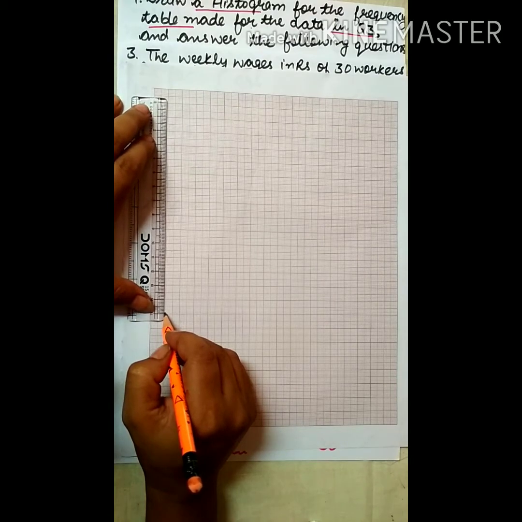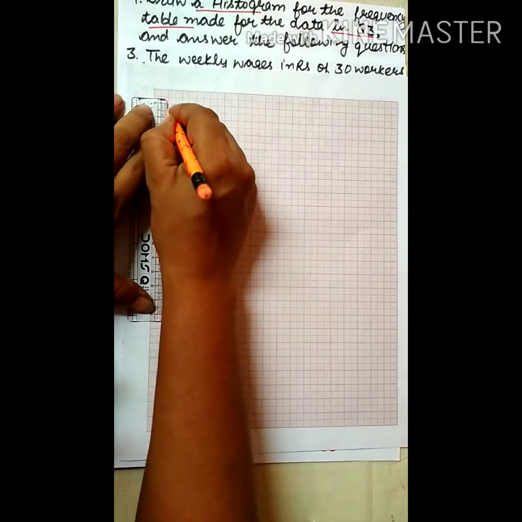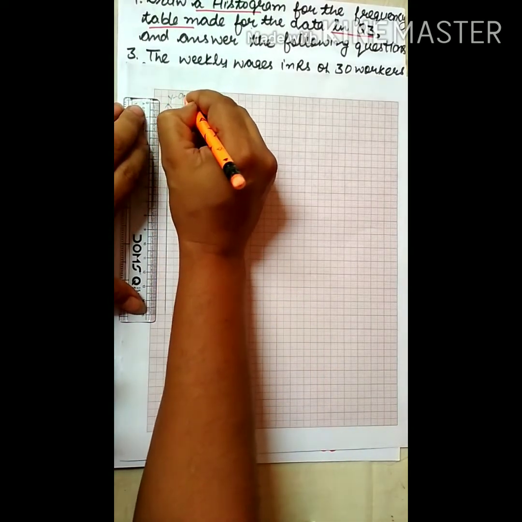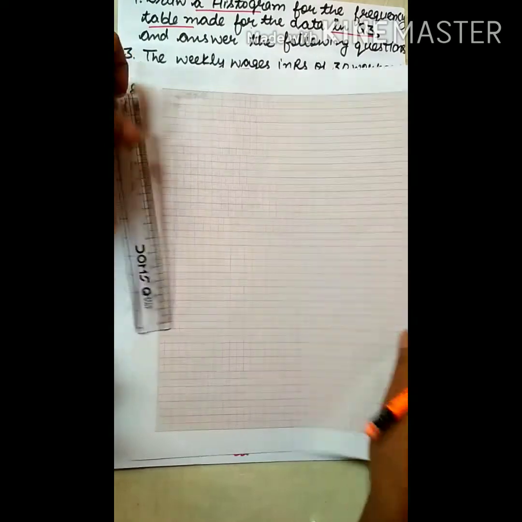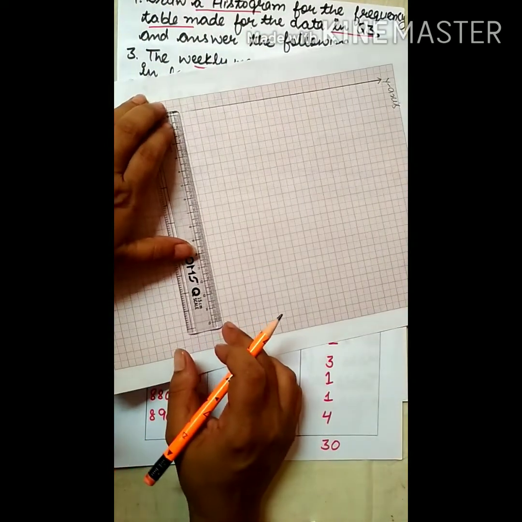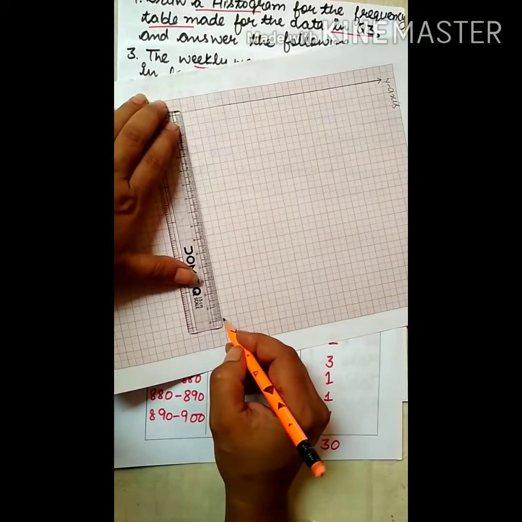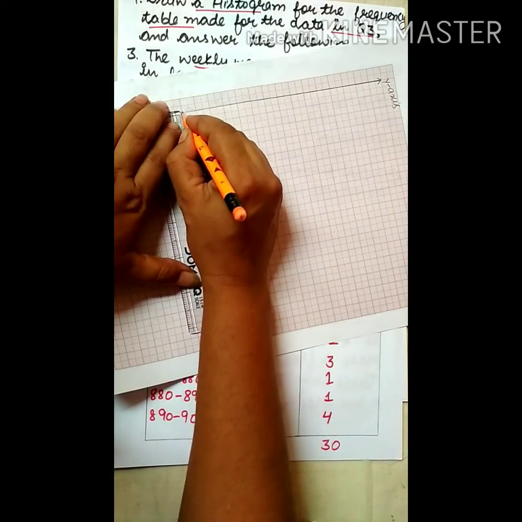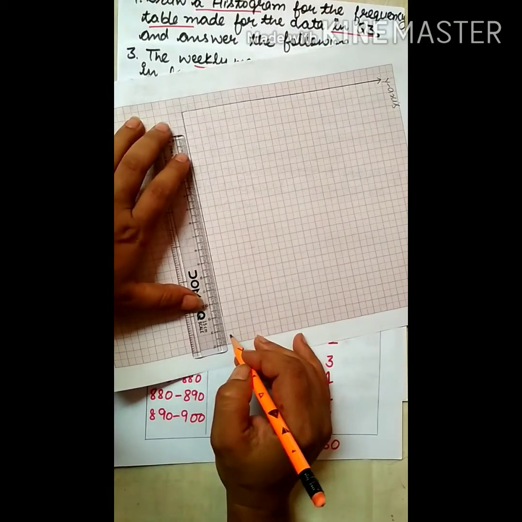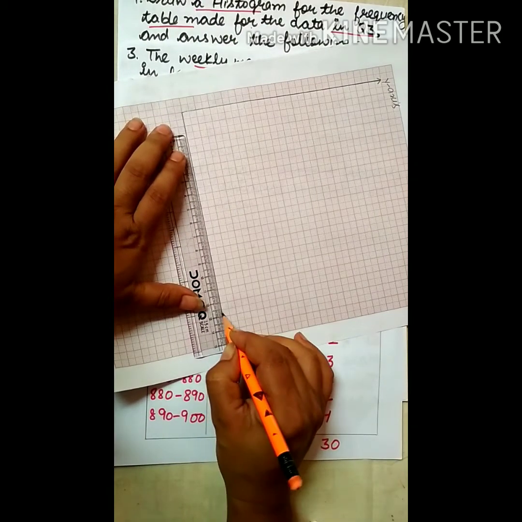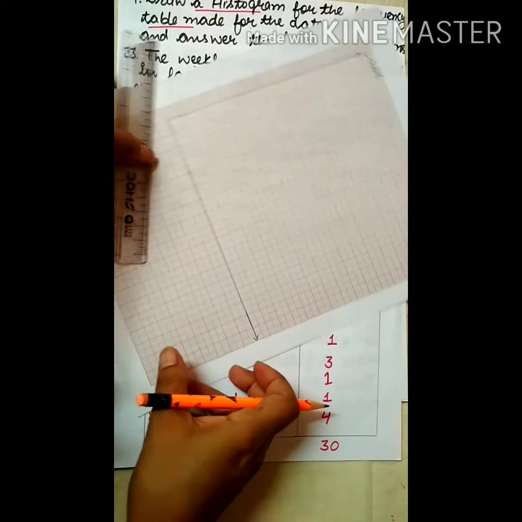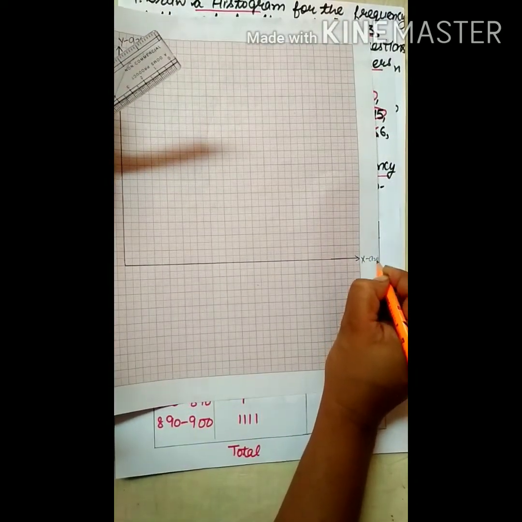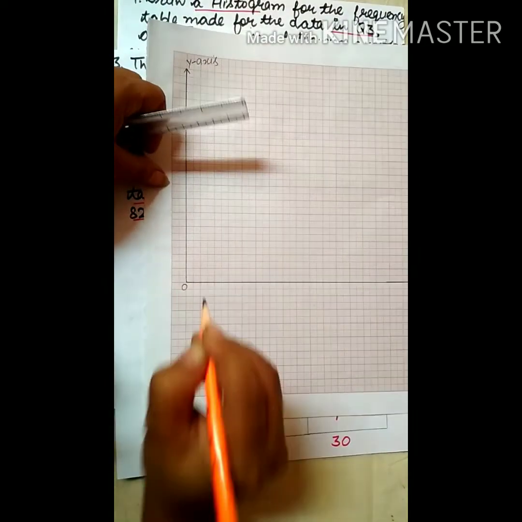Firstly, I will draw the axis as I have done in the previous question. Always you are to start the question from drawing the axis, horizontal and vertical line. Where it meets, that is the origin. Here I will draw the x-axis. Now this is the x-axis and this point is 0.